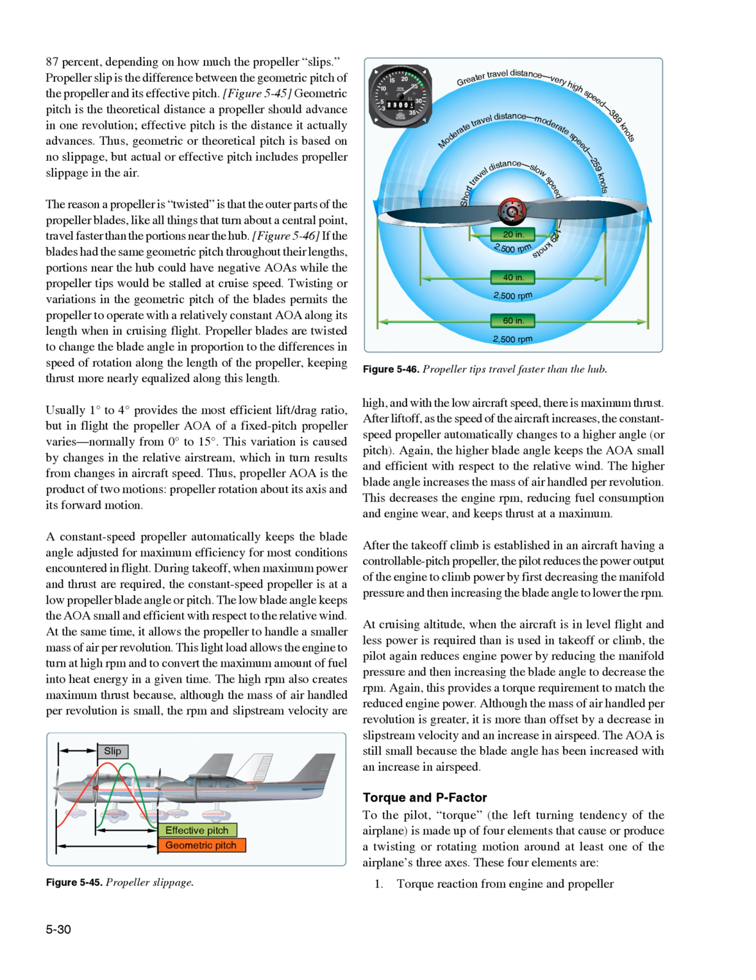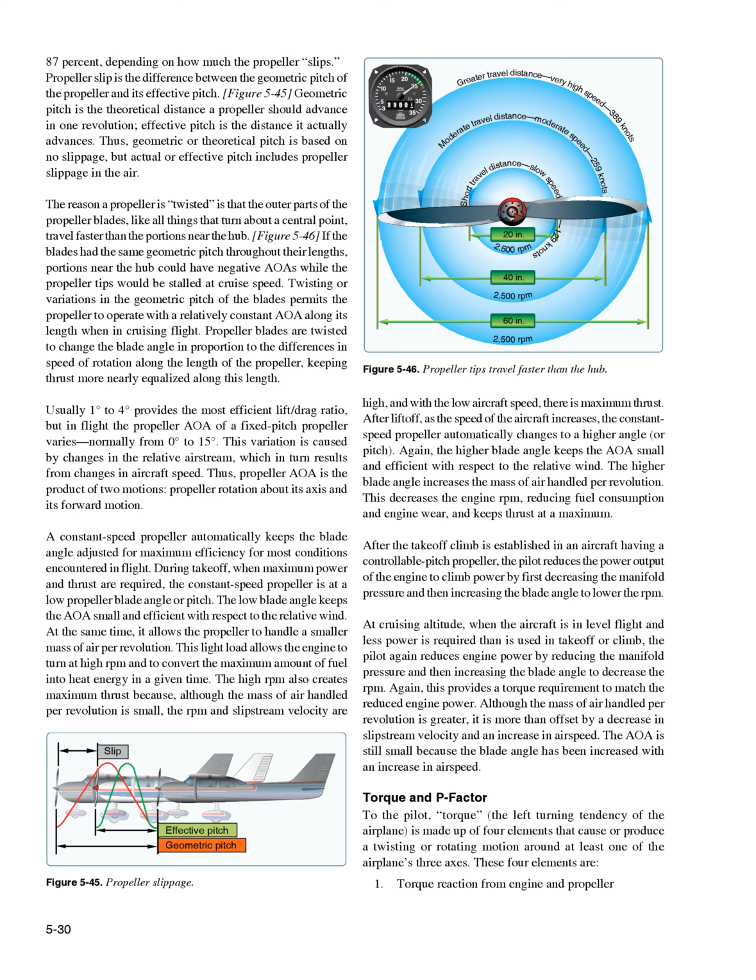After liftoff, as the speed of the aircraft increases, the constant speed propeller automatically changes to a higher angle, or pitch. Again, the higher blade angle keeps the OA small and efficient with respect to the relative wind. The higher blade angle increases the mass of air handled per revolution. This decreases the engine RPM, reducing fuel consumption and engine wear, and keeps thrust at a maximum.